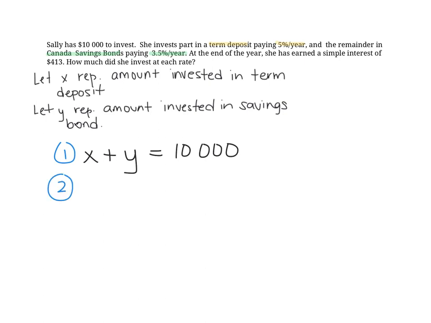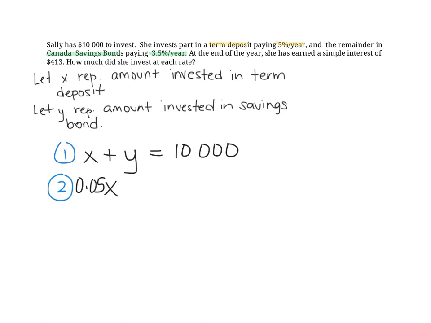Equation number 2 is where we're going to work in the percentages that were given to us in the question. In regards to the term deposit, it pays off at 5% per year. We don't know how much money Sally is going to put into that term deposit, but we know the bank is going to give her back 5% a year. So 5%, again, we can't use it as a percentage. We have to turn it into a decimal value. 0.05 is that decimal value.